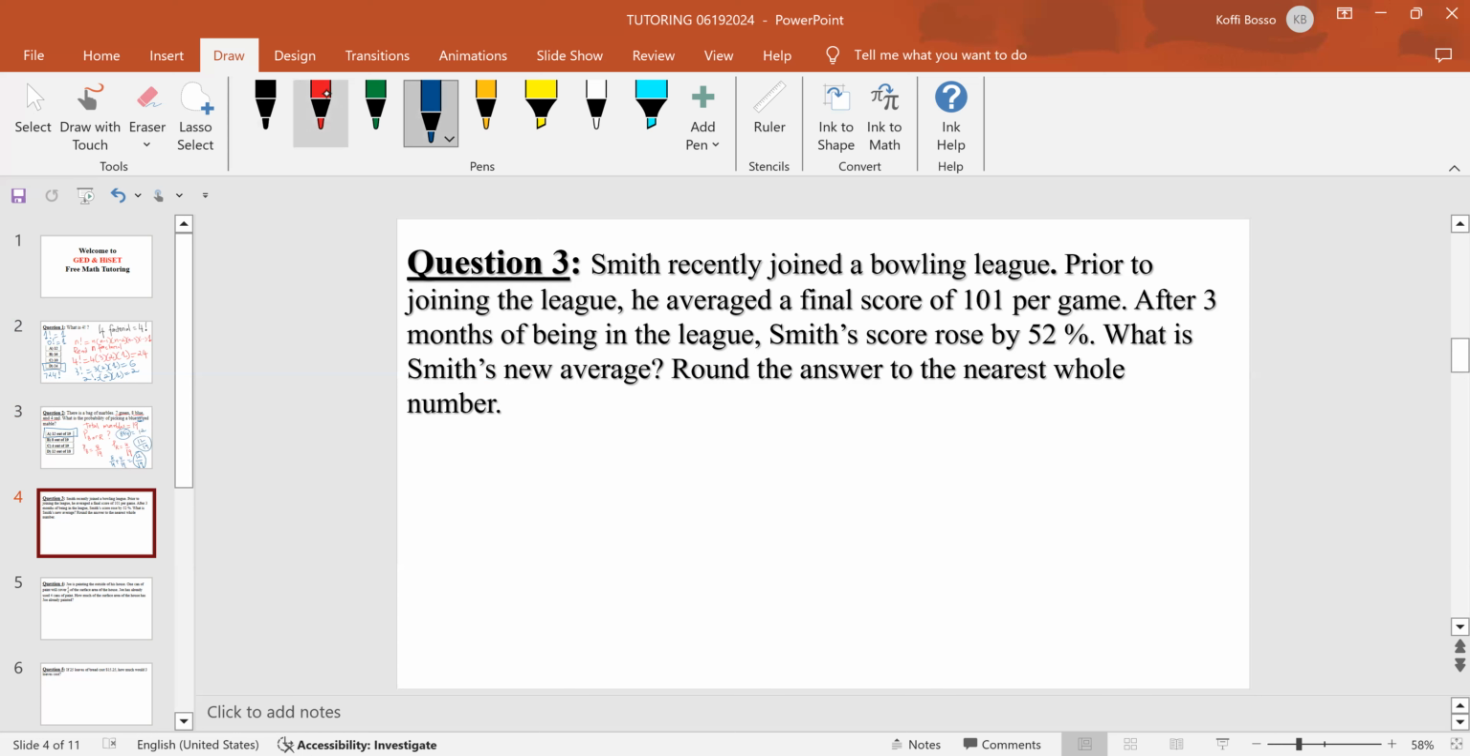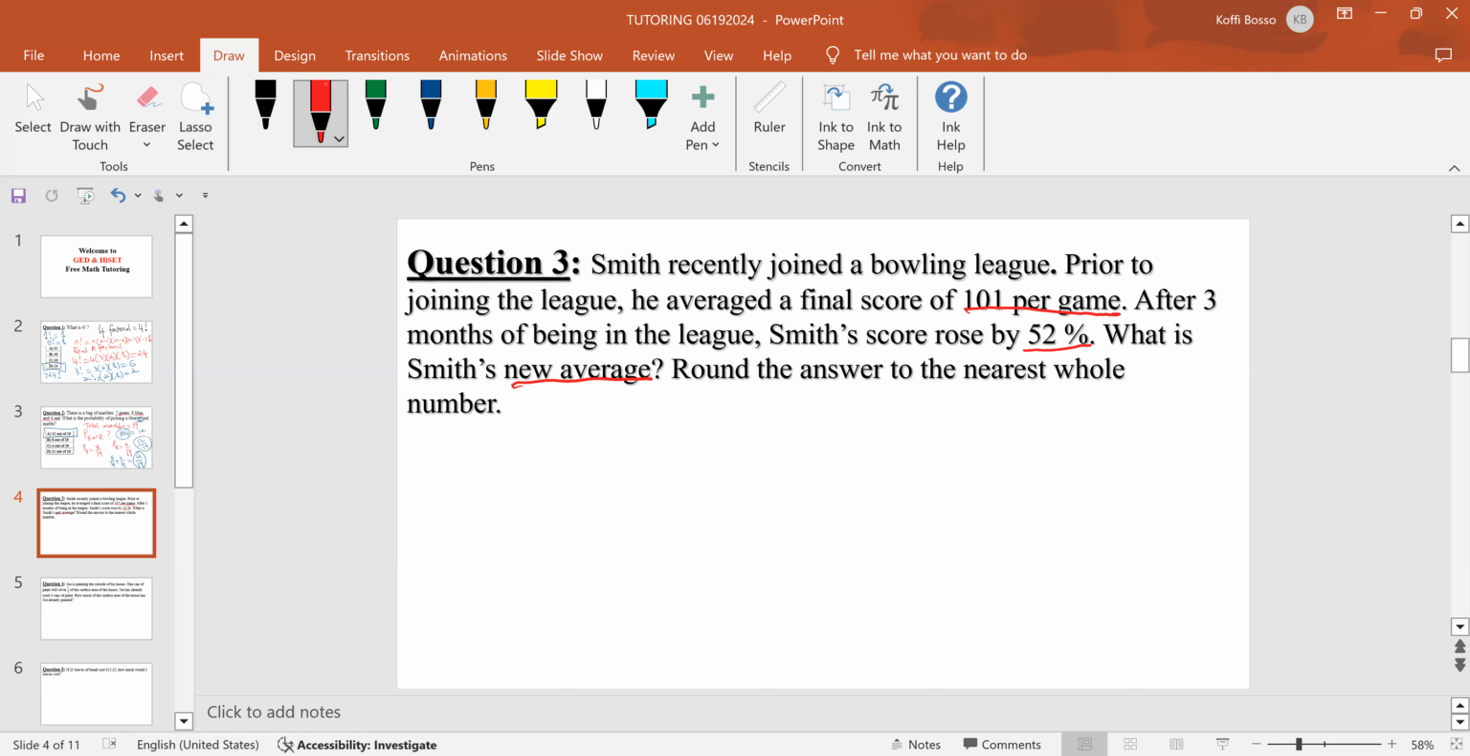Smith recently joined a bowling league. Prior to joining the league, he averaged a final score of 101 per game. After 3 months of being in the league, Smith's score rose by 52%. What is Smith's new average? Round the answer to the nearest whole number.